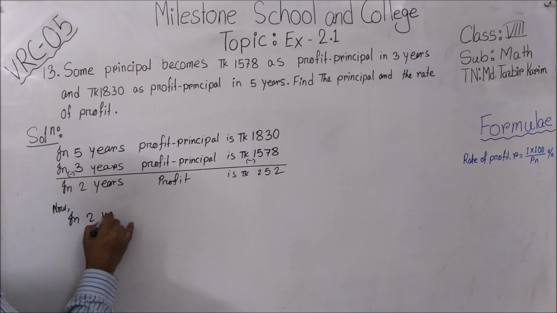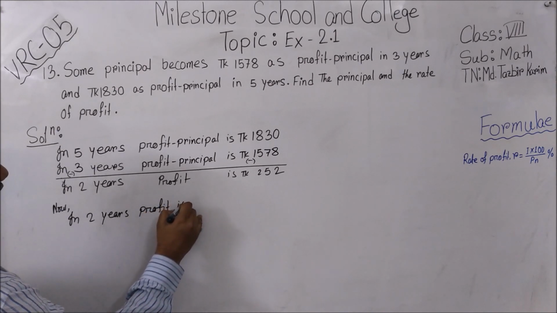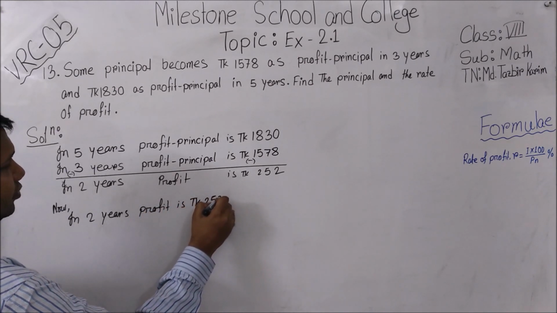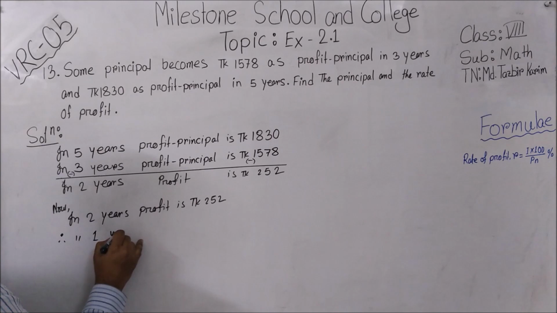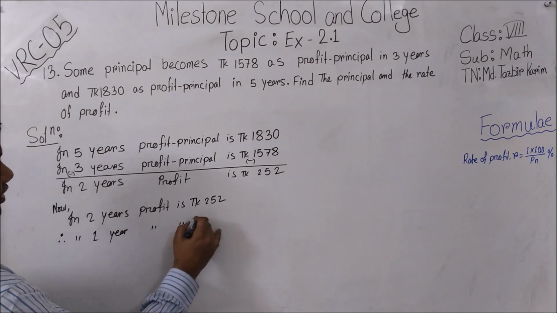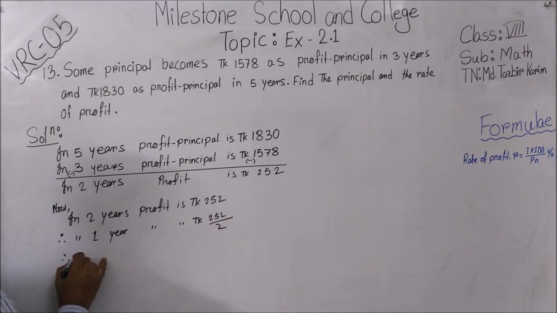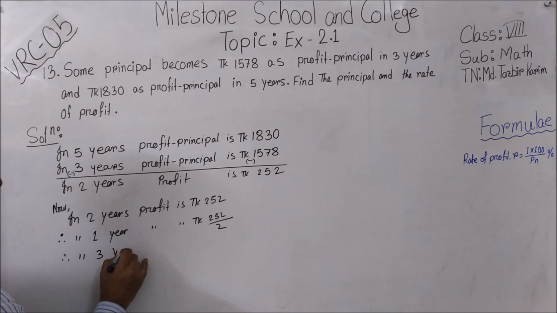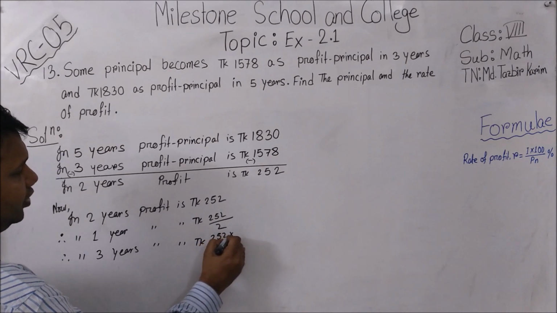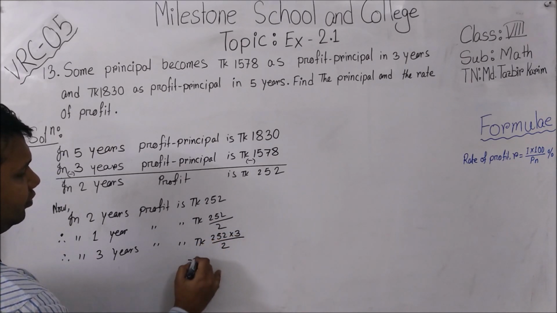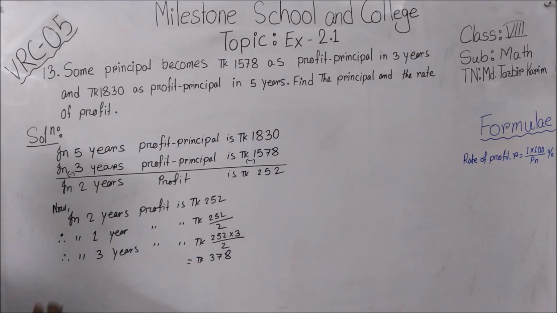So now in 2 years, profit is how much? Profit is taka 252. In 1 year, profit is taka 252 by 2. In 3 years, profit is taka 252 into 3 by 2. If you use the calculator, you will get 378. That is your profit. Okay.